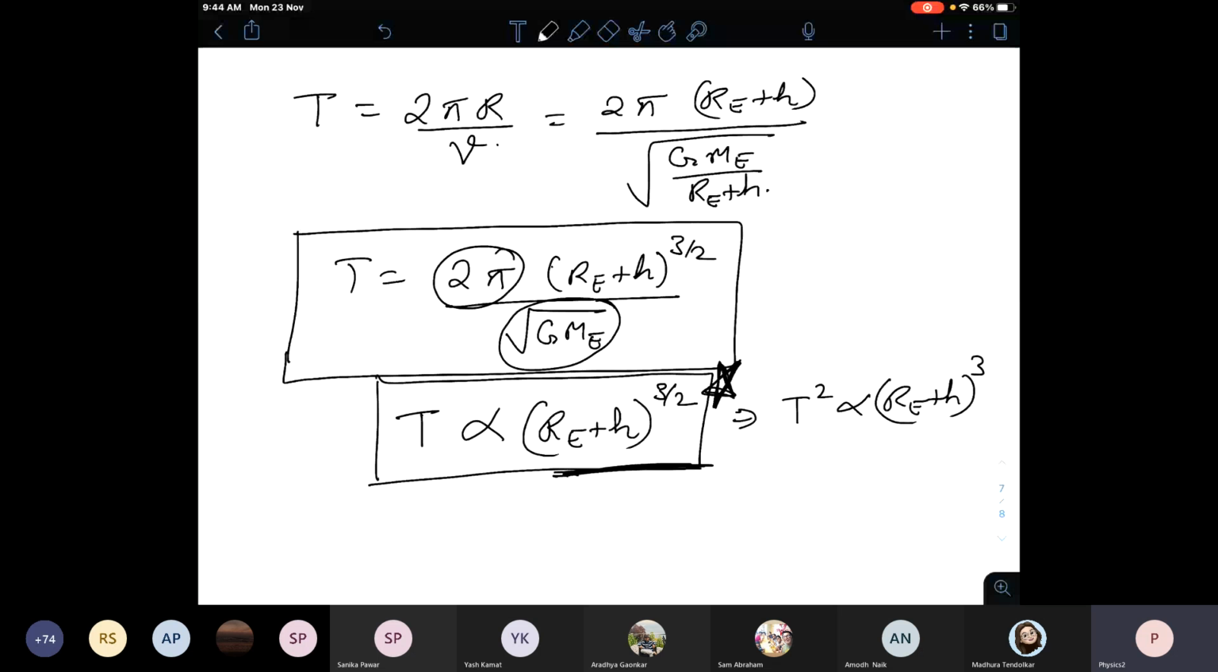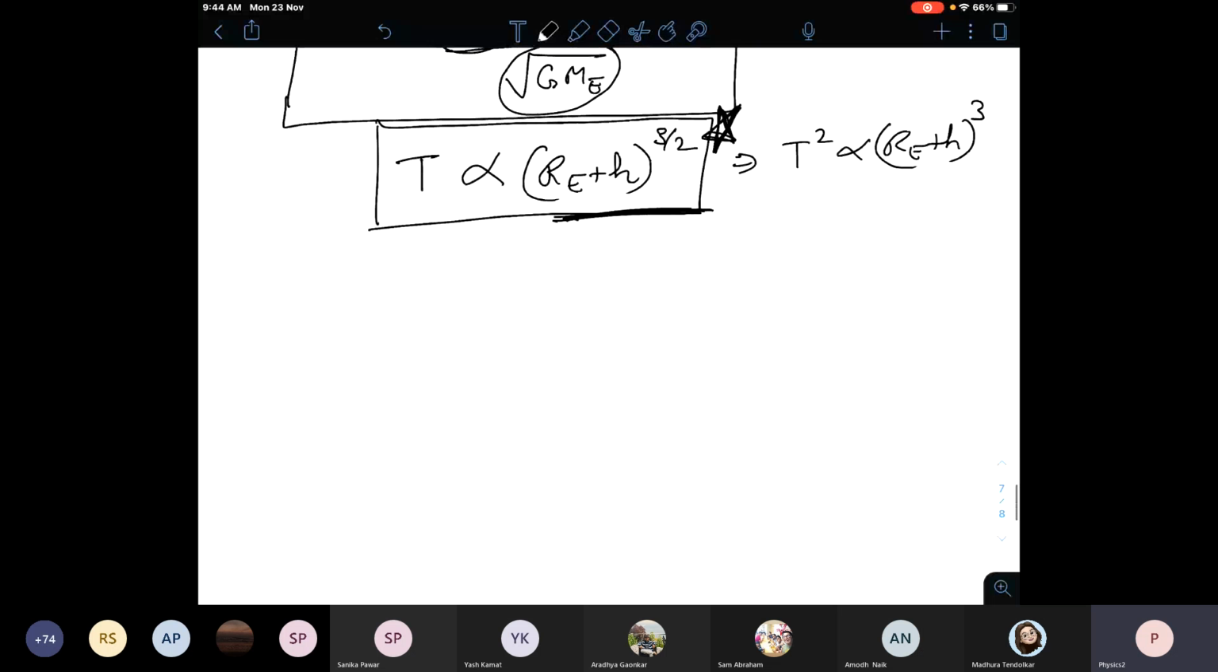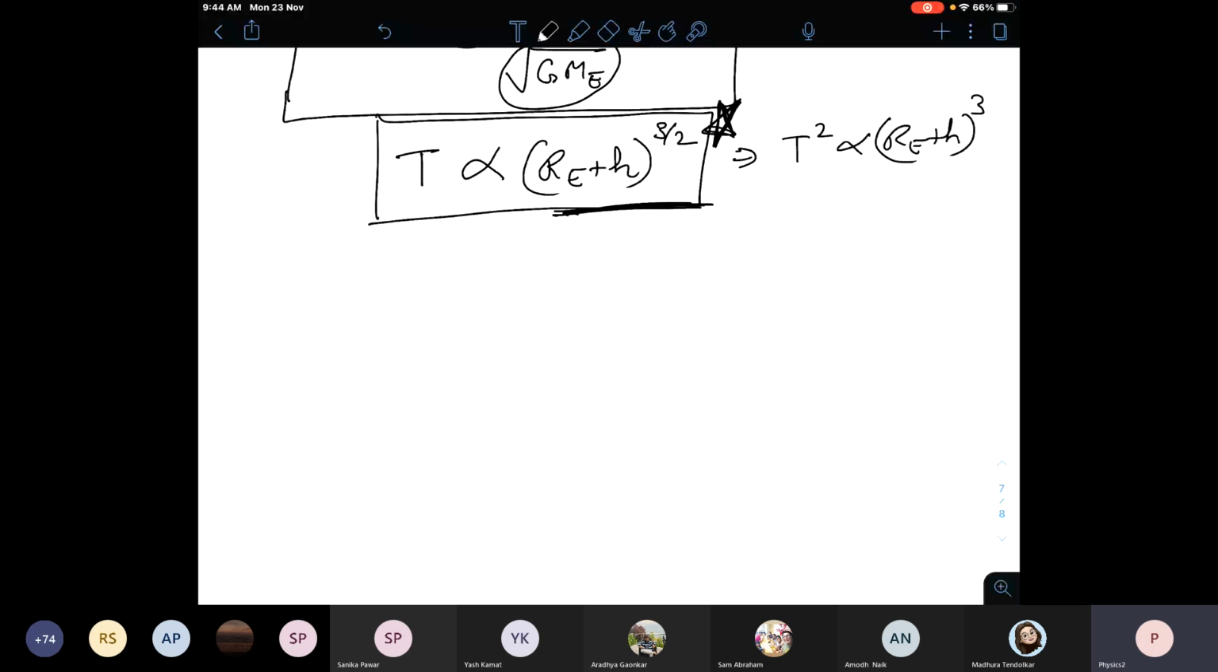So this is the motion of the satellite. This is about the velocity and the time period. Now let's move on to the energy of a satellite. Just try to keep up with me. I need to complete this satellite topic at least today. So let's move on to the energy of a satellite.